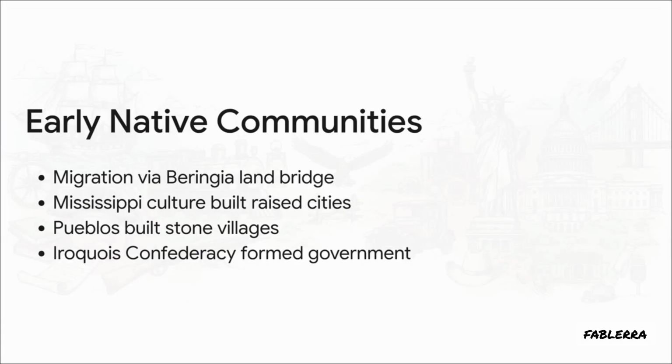Long before European ships ever crossed the Atlantic, this was a deeply populated, incredibly diverse continent. People originally crossed the Beringia land bridge way back during the Ice Age, and they evolved into highly advanced cultures. We're talking about the Mississippi culture, building massive raised cities, the Pueblos constructing complex multi-story stone villages out in the Southwest, and the totally fascinating Iroquois Confederacy, which actually formed a centralized, democratic government.